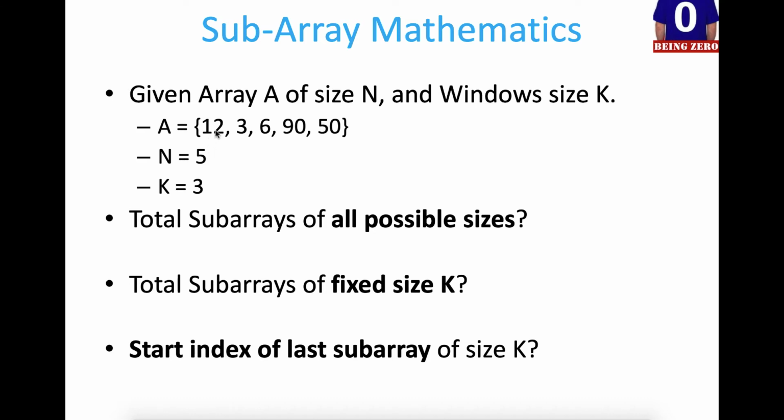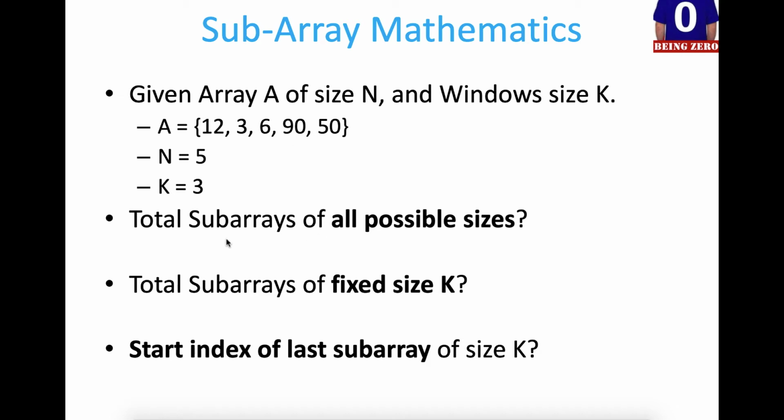If I ask how many subarrays are of size 2, you will know: this is 12, 3. The next is 3, 6. Next is 6, 90. Next is 90, 50. So we have 4 subarrays of size 2. Same way, we will have 3 subarrays of size 3, 2 subarrays of size 4, and 1 subarray of size 5. If you add all of them together, it is 1 plus 2 plus 3 plus 4 plus 5, which is sigma n.